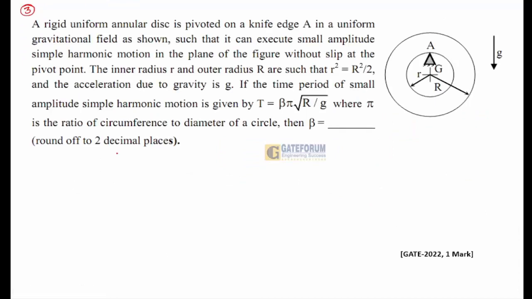A rigid uniform annular disc is pivoted on a knife edge A in a uniform gravitational field as shown, such that it can execute small amplitude simple harmonic motion in the plane of the figure without slip at the pivot point. Inner radius is r and the outer radius is capital R. Small r square is equal to capital R square by 2. Acceleration due to gravity is g. The time period of small amplitude simple harmonic motion T is equal to beta pi into root R by g, where pi is the ratio of circumference to the diameter of a circle, then beta is equal to dash.